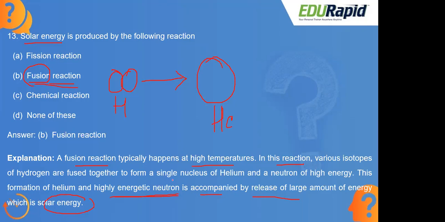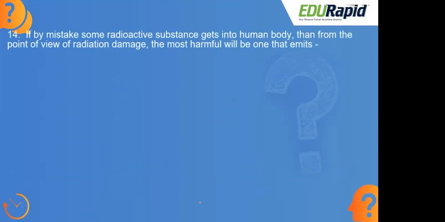So neutrons are always accompanied with the release of high amount of energy. That is what we can observe in all the nuclear fusion reactions as well as fission reactions, right? Neutrons are released, so that will usually be accompanied with release of energy. Okay. Moving to the next question. If by mistake some radioactive substance gets into the human body, then from the point of view of radiation damage, the most harmful will be one that emits alpha rays, neutrons, beta rays, and gamma rays.